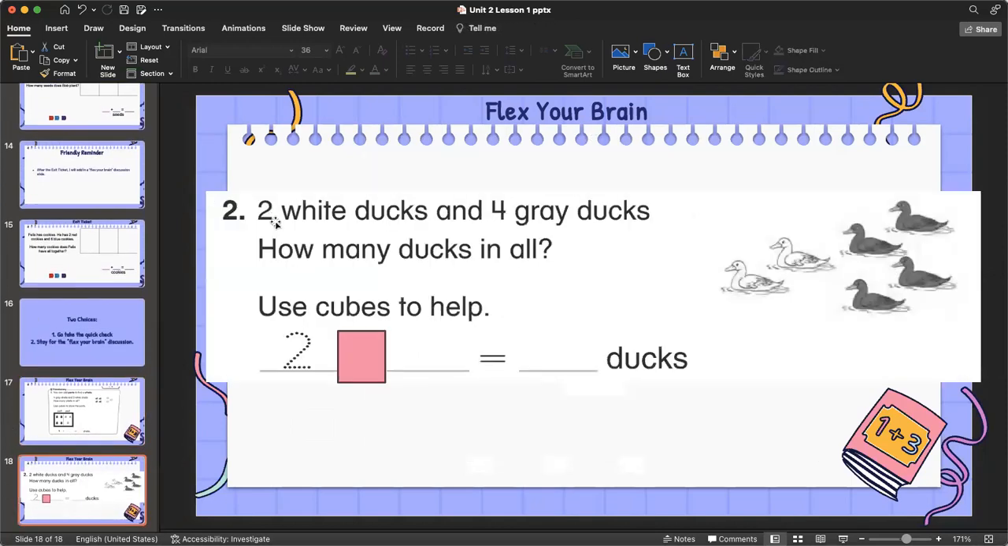Your next and last problem today is 2 white ducks and 4 gray ducks. How many ducks in all? Use the cubes to help. I want you to also use the words up here and decide, is it an addition problem or is it a subtraction problem? Discuss it with your learning coach.